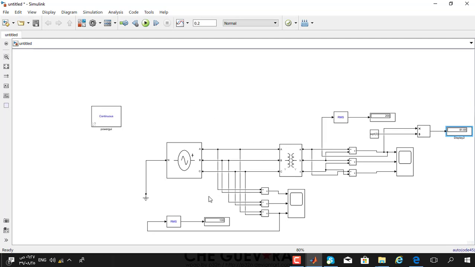I believe we are almost done. This is our first part of the experiment. This is the line voltage before the transformer, and this is the line voltage after the transformer, and this is the phase voltage.